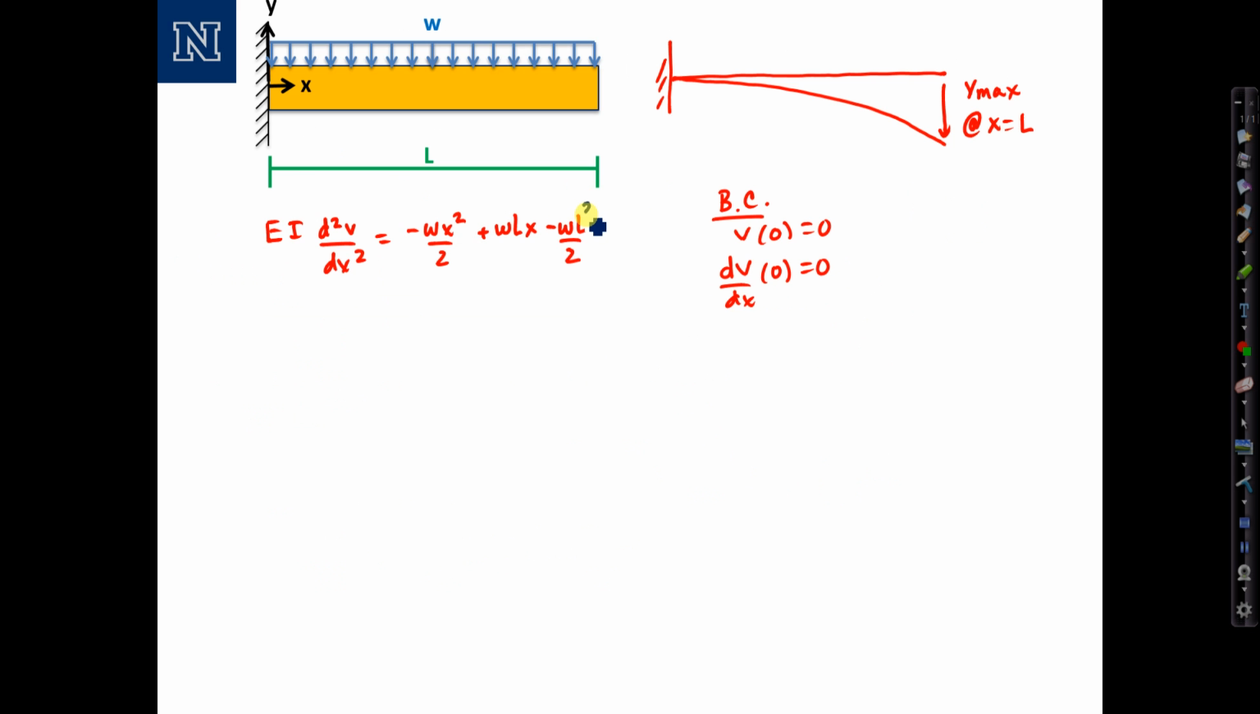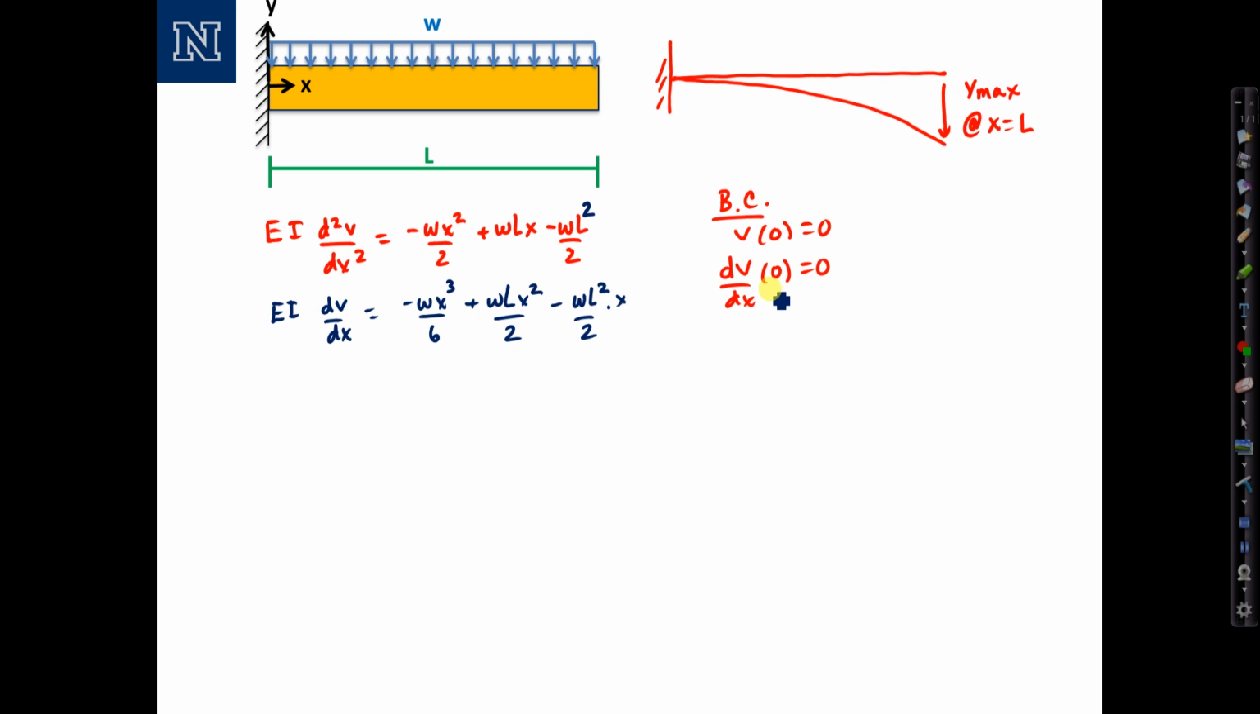Oops, I just noticed that I forgot the wl squared there. That's okay, we're ready to go. We'll back integrate and apply the boundary conditions. Integrate once, EI dv by dx equals negative wx cubed over 6, 2 times 3, plus wl x squared over 2 minus wl squared over 2 times x. Okay, that's the first part.